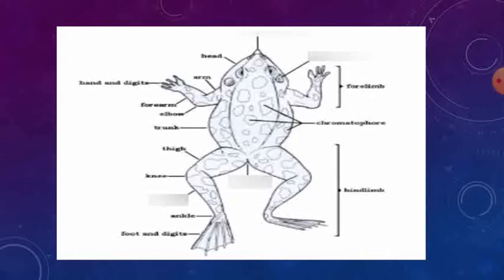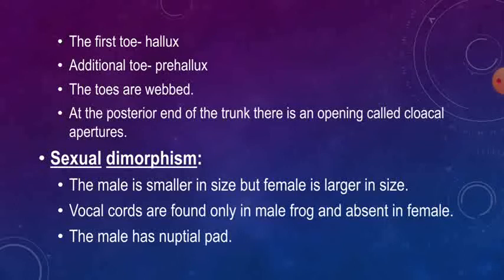Next is sexual dimorphism. So as I said, sexual dimorphism, here male and female frog. It exhibits sexual dimorphism. So the male is smaller in size but the female is larger in size. The ventral surface of the trunk is rough in male, whereas smooth in females.